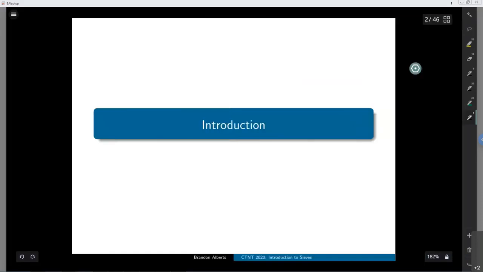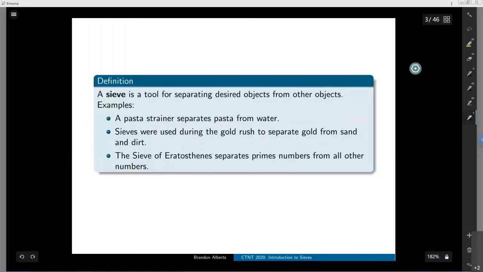So first, going to be an introduction, a couple of slides of introduction. There's no homework for the introduction. We're just going to kind of talk about what is a sieve. And so the first exposure that most people have to a sieve is something kind of like a pasta strainer. It allows you to separate water from pasta. You really want to have the pasta, but you make it by boiling it in water, and you want to get rid of the water before you eat it. That's what a pasta strainer does, and that's kind of what sieves do in number theory.